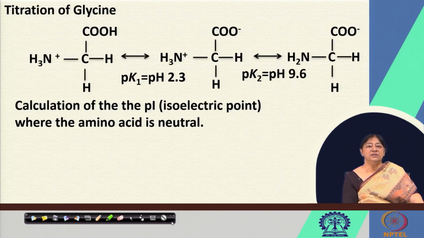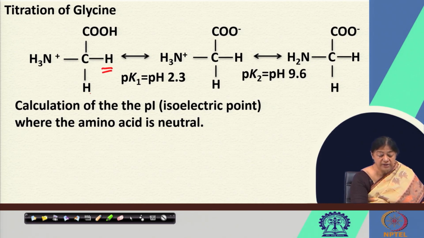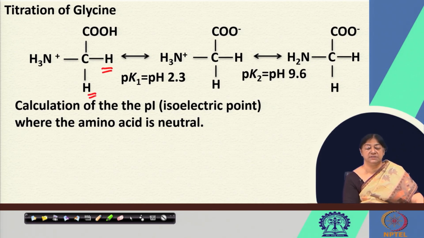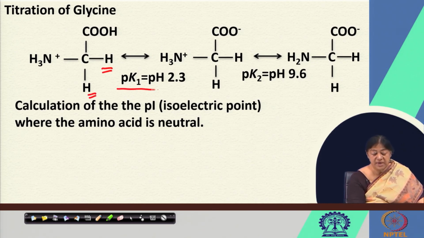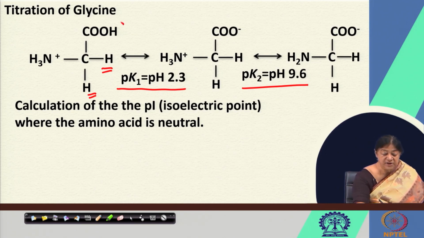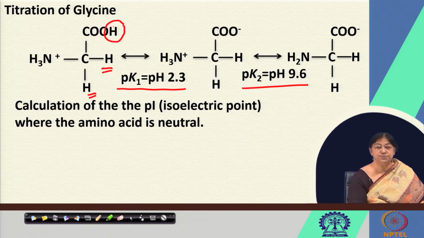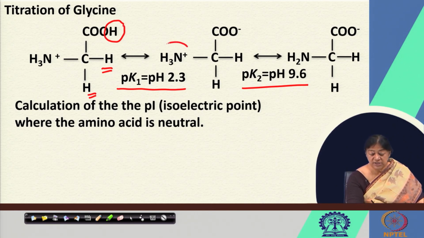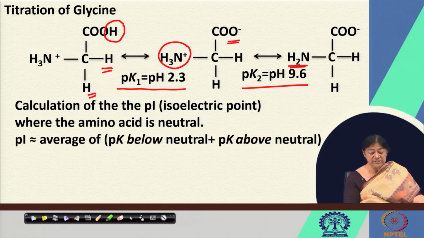This is the structure of glycine, the simplest amino acid, which has 2 hydrogen atoms. We have pKa1 and pKa2. When we look at these values, the first loss is this proton and the second loss is this proton. So it has gone to NH2 and the COOH has gone to COO minus. What does this tell us?